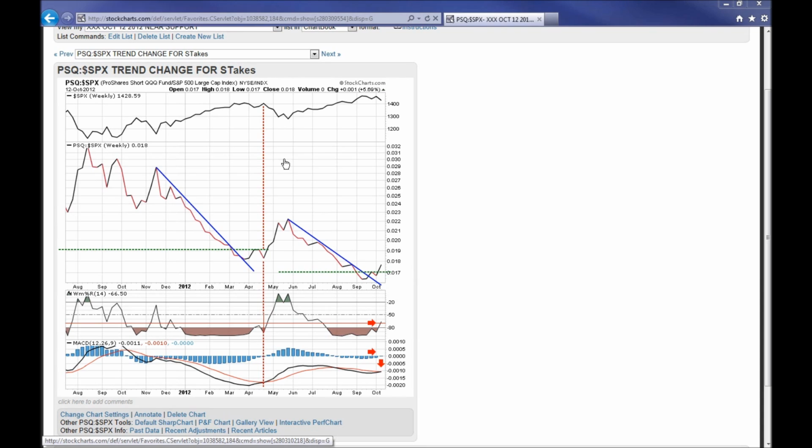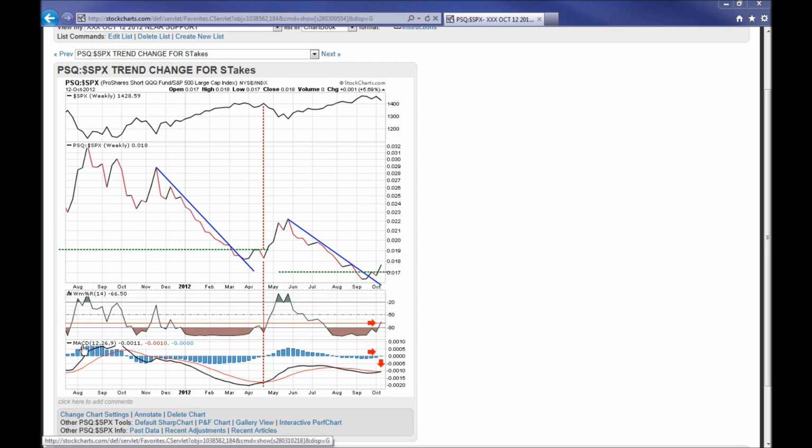The market rolled over. If you're a bear, you'd like to see Williams percent R on this ratio chart move up and look like this in the coming weeks. If you're a bull, you'd like to see this reverse and remain down in this area here.